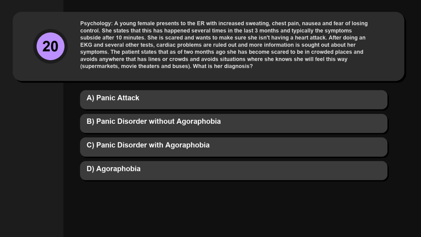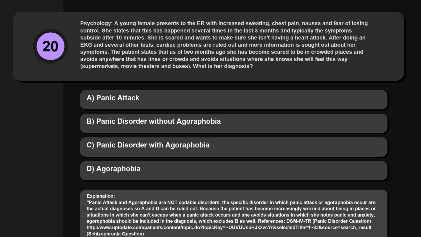Option A, panic attack. Option B, panic disorder without agoraphobia. Option C, panic disorder with agoraphobia. Option D, agoraphobia. The correct answer is option C. Panic attack and agoraphobia are not codable disorders. The specific disorder in which panic attack or agoraphobia occur are the actual diagnoses, so A and D can be ruled out. Because the patient has become increasingly worried about being in places or situations in which she can't escape when a panic attack occurs and she avoids situations in which she notes panic and anxiety, agoraphobia should be included in the diagnosis, which excludes B as well.